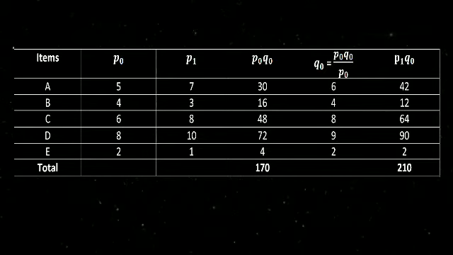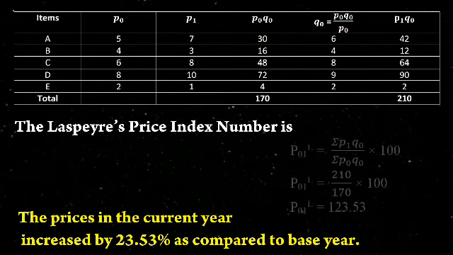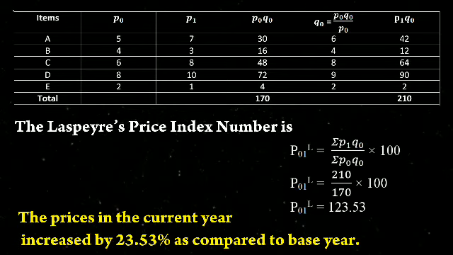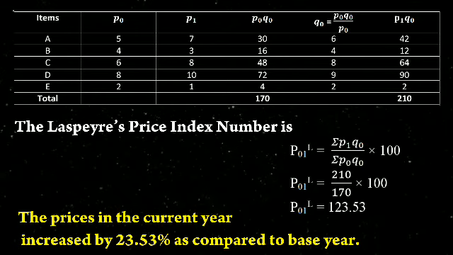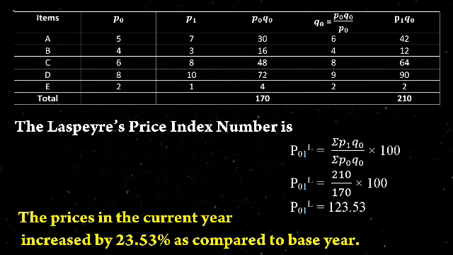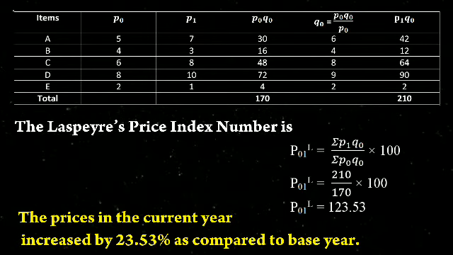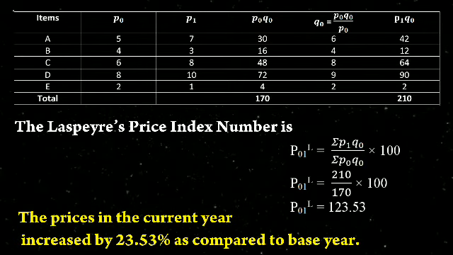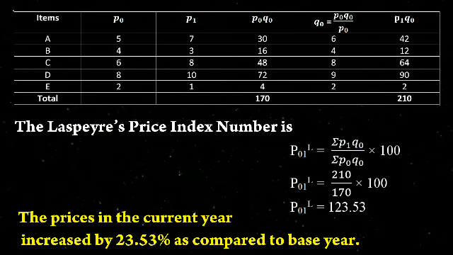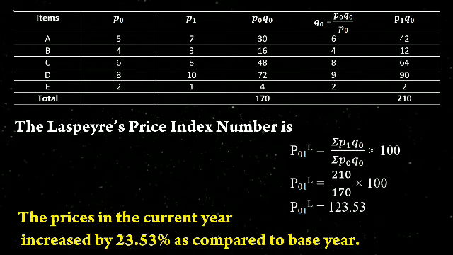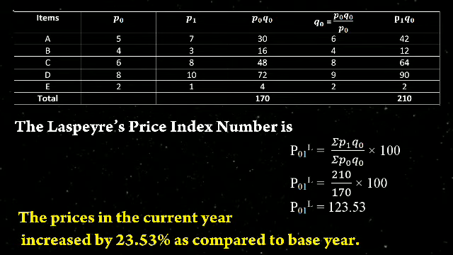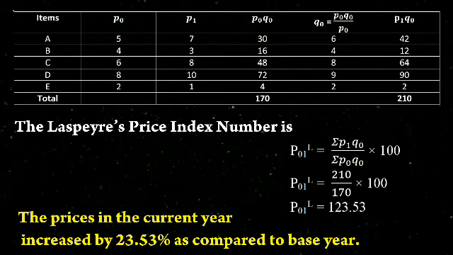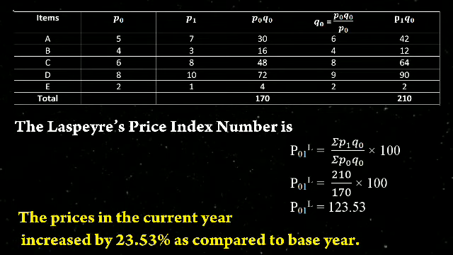The Laspeyres price index number: write the formula P01 of L equals sigma P1 Q naught divided by sigma P naught Q naught, multiplied by 100. Substitute in the formula, which is equal to 210 divided by 170, multiplied by 100. That is equal to 123.53. Therefore, the prices in the current year increased by 23.53% as compared to the base year.